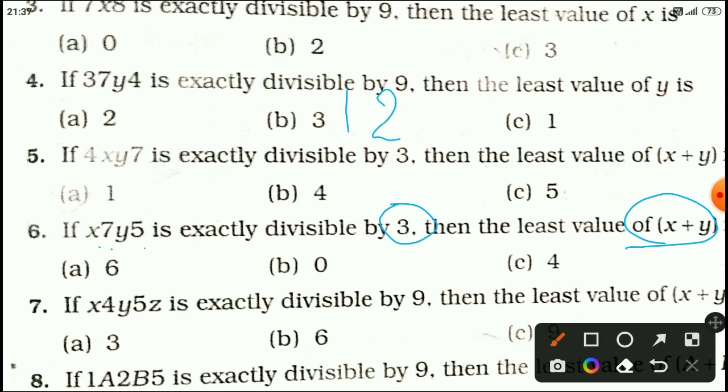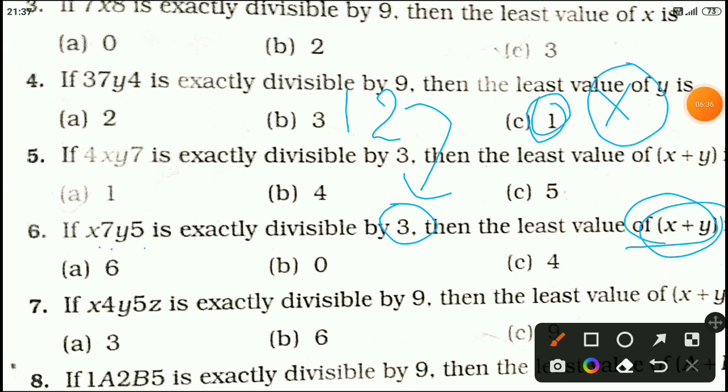Then you might say that this 12 is exactly divisible by 3, so the least value will be 0. No, the answer will be wrong, because here it's also asking about x plus y. If you take 0 over here, then you have to take 0 over there too. According to this, it will not be suitable, because when we place 0 before any number, its value decreases.